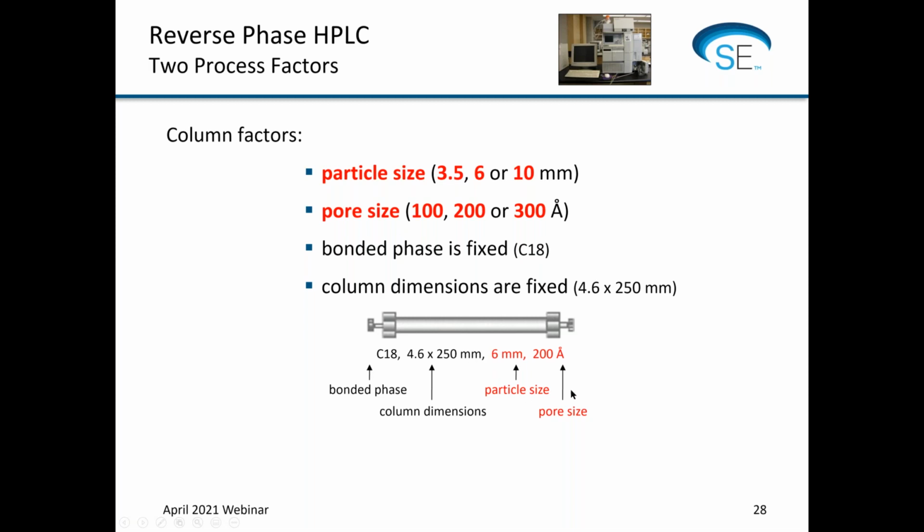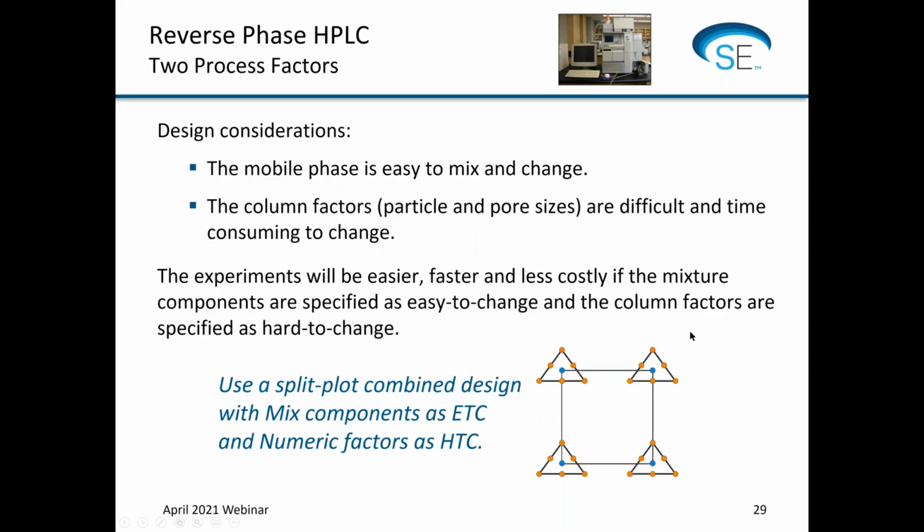Okay, and so that's going to be our hard to change, because to change this, you have to take the column apart, throw away what's in there, clean it, repack it. And so to do a completely randomized experiment would be very time consuming and very, very expensive. Okay, so the mobile phase is easy to mix and change. The column factors, the particle and pore sizes are difficult and time consuming because we've got to physically break down the equipment, take the column out, unpack it, clean it, repack it. The experiments will be easier, faster, and less costly if the mixture components are specified as easy to change and the columns are specified as hard to change. Okay, so we're going to be running a number of different mixtures for each combination of the process factors.